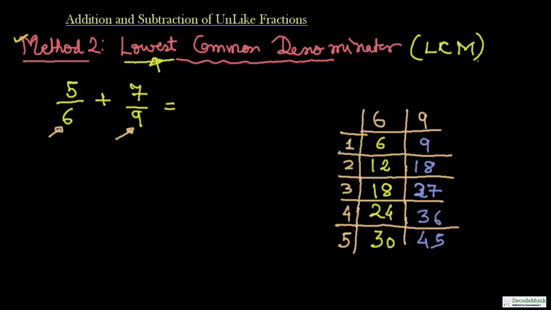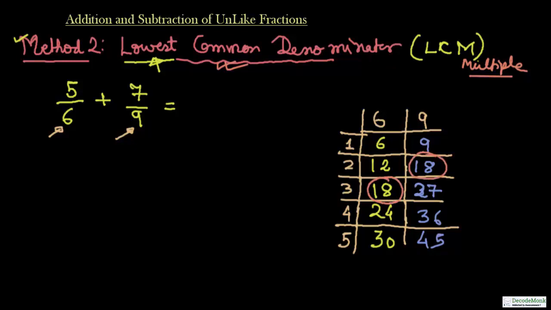So you see over here, lowest common denominator or lowest common multiple. Multiple means the product which is appearing in the table of 6 and 9. So here we are going to find the common multiple. You can check that the number appearing both in the table of 6 and 9 is 18. 6 threes are 18 and 9 twos are 18.